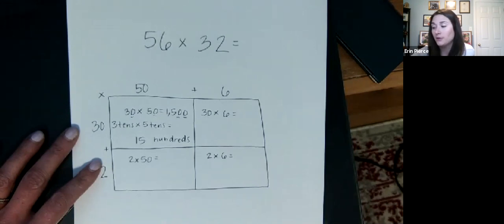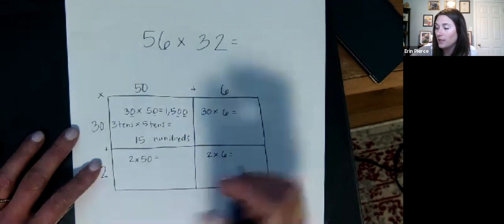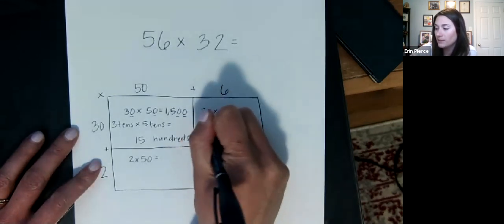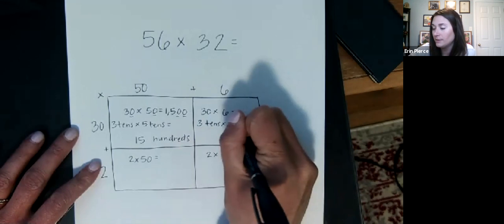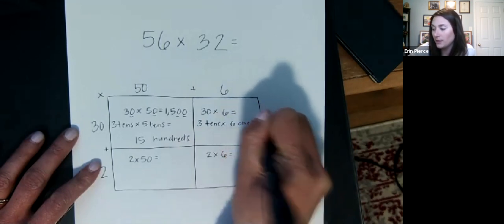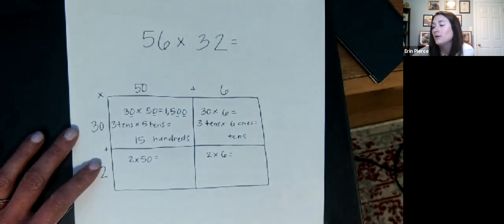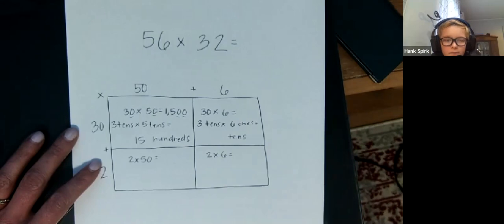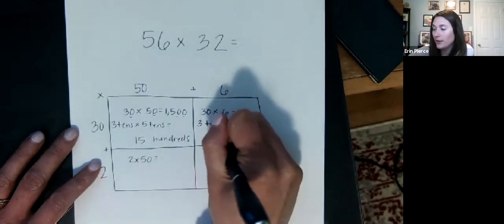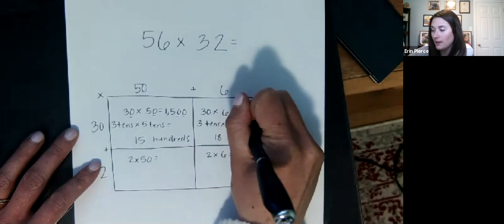My next question, 30 times 6. So I have 3 tens times 6 ones, which will give me an answer in my tens. 10 times ones, tens. 3 times 6. What is 3 times 6? Hank, what is 3 times 6? 18. 18 tens. So I end up with 180.